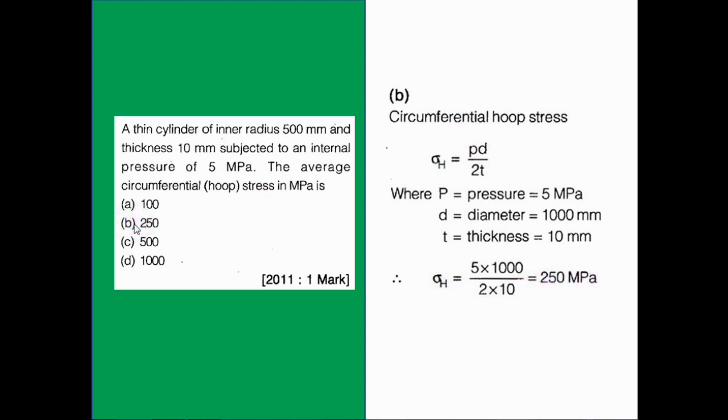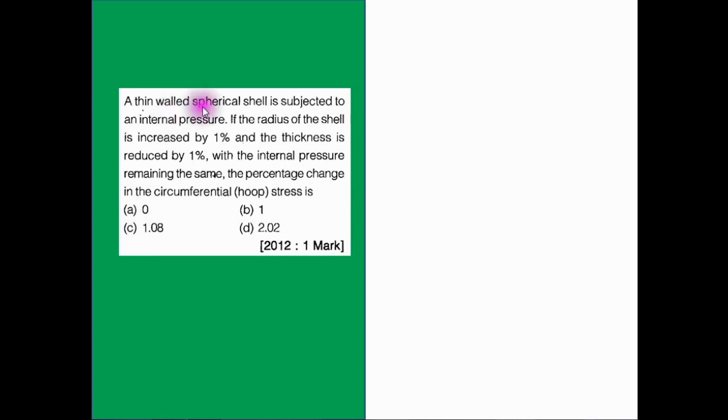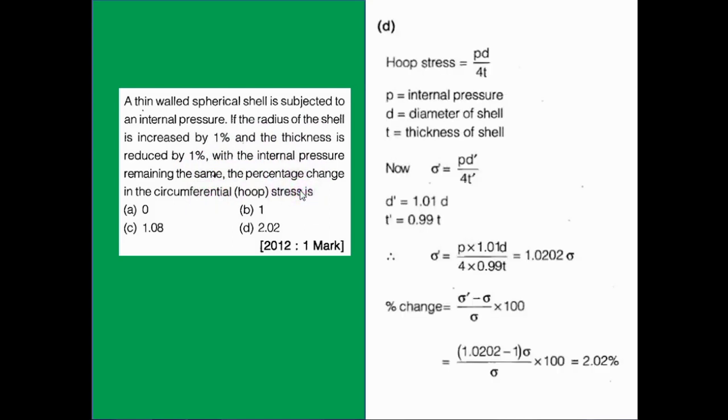Answer is B. A thin walled spherical shell is subjected to an internal pressure. If the radius of the shell is increased by 1% and the thickness is reduced by 1%, with the internal pressure remaining the same, the percentage change in the circumferential stress is: for a spherical shell, the hoop stress and longitudinal stress are both the same, equal to PD by 4T.